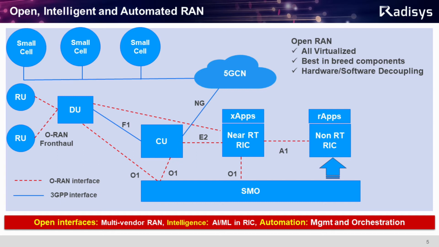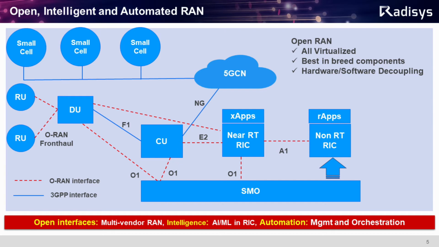And all the red dotted lines shown in this architecture diagram are the newly defined O-RAN or the open interfaces, which is the work being done by the O-RAN Alliance. And the 3GPP interfaces are also shown in solid blue lines. And again, take a look at this architecture.